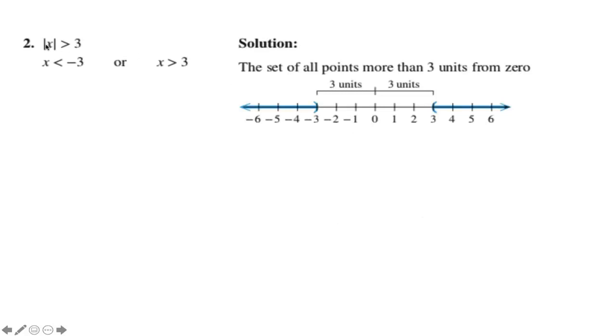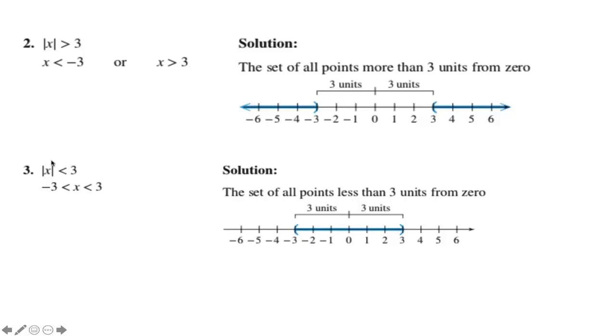If I look at absolute value of x is greater than 3, that means that we're looking for points whose distance from 0 is greater than 3. So that means that you have to be 3 or more, or negative 3 or less, because these are the points whose distance from 0 is greater than 3. So that means the absolute value of x being greater than 3 means that either x is less than negative 3 or x is greater than positive 3.